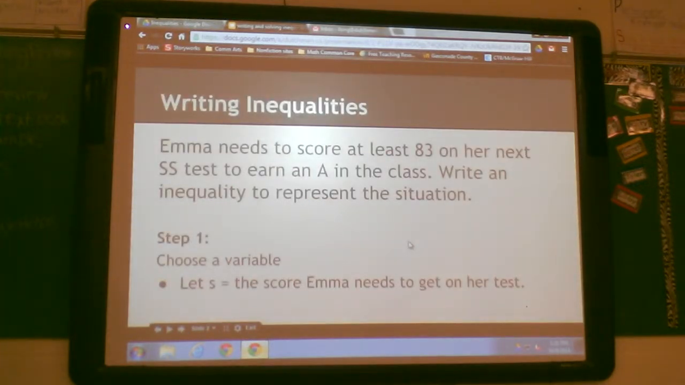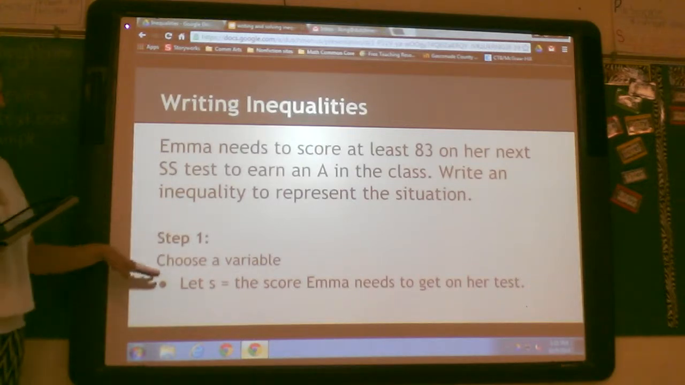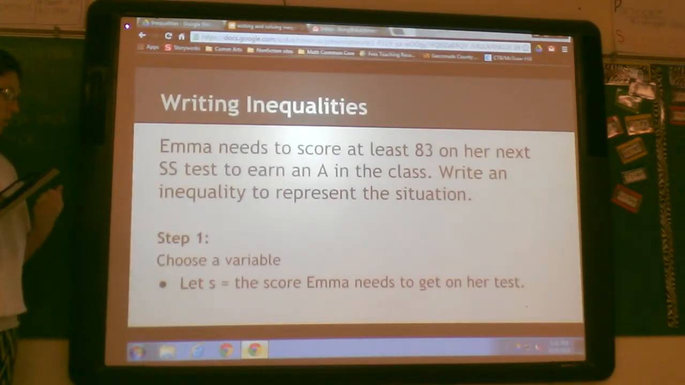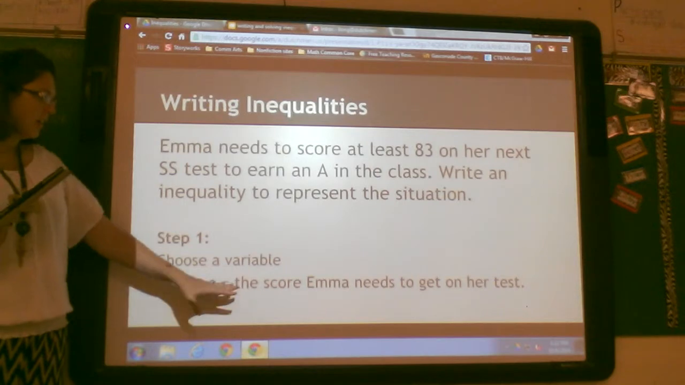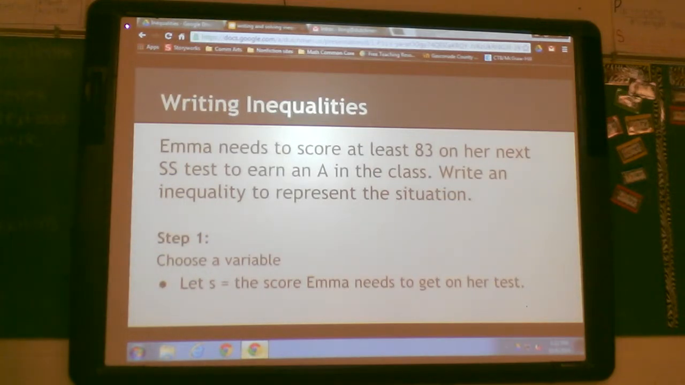So our first example is Emma needs to score at least 83 on her next social studies test to earn an A in the class. We are going to write an inequality to represent the situation. Our first step is to choose a variable. So let's let S equal the score Emma needs to get on her test.